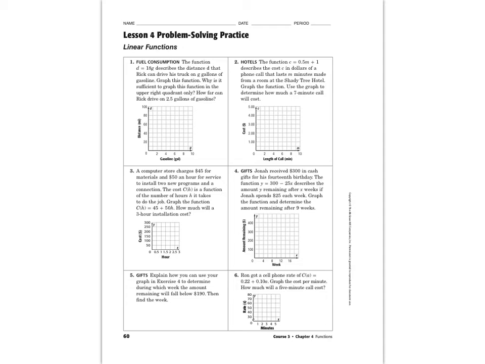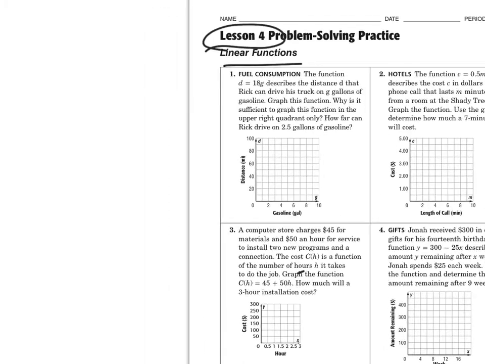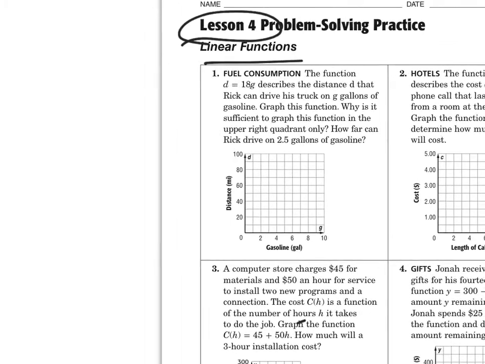This video is about Chapter 4, Lesson 4, Linear Functions. And we're concerned about making input-output tables and graphing the linear functions. Problem number 1 is about fuel consumption. The function d = 18g describes the distance d that Rick can drive his truck on g gallons of gasoline. It asks us to graph the function.